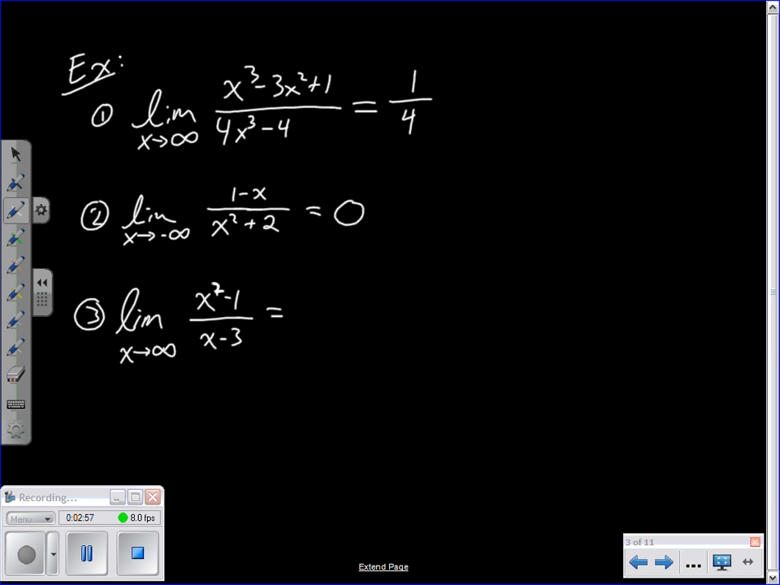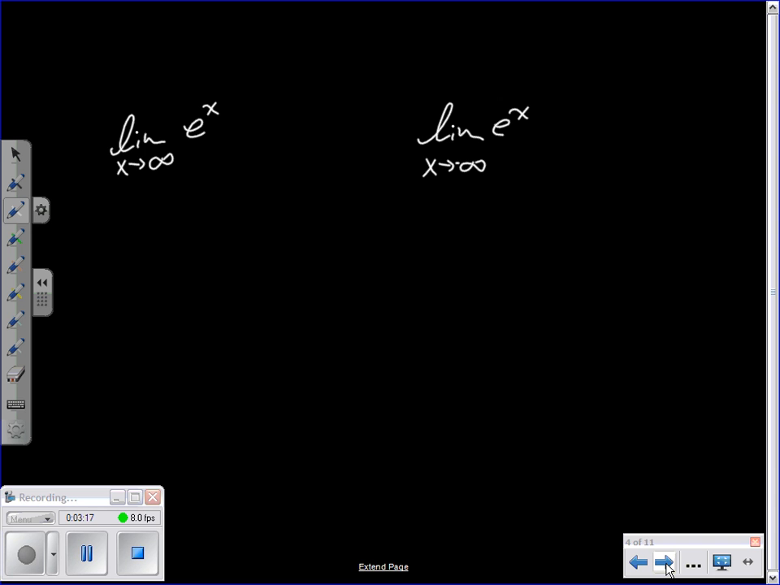In the last case here, I have x squared minus 1 divided by x minus 3. If I compare the degrees, the numerator has a degree of 2, the denominator has a degree of 1, so this means that my function is going to diverge. And in this case, it's going to go up to positive infinity. If I look at something maybe a little bit more complicated, maybe I want to find the limit as x approaches infinity for e to the x.